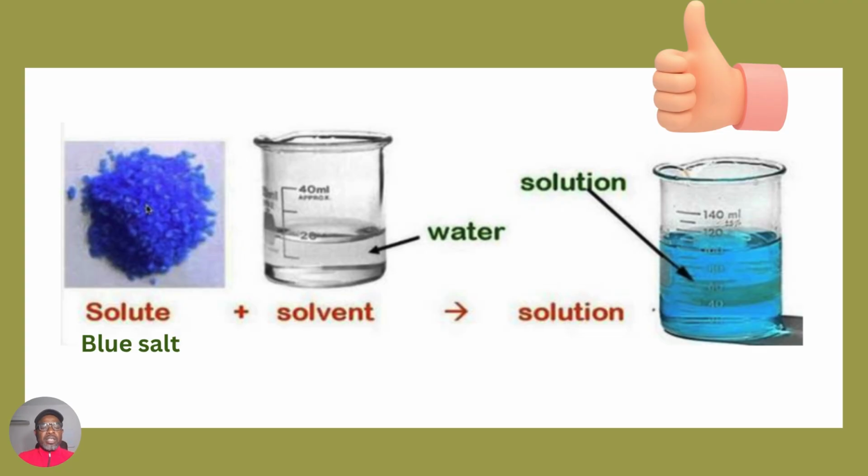if you look at this, look at solute. This is a blue salt, and this is solvent, which is water. And when they're mixed together, they form solution. Remember, I told you that solids are called solutes, and liquids are called solvents. And then when solute and solvent mix together, they form solution. You can see it here. When solute and solvent come together, they form solution. Okay.